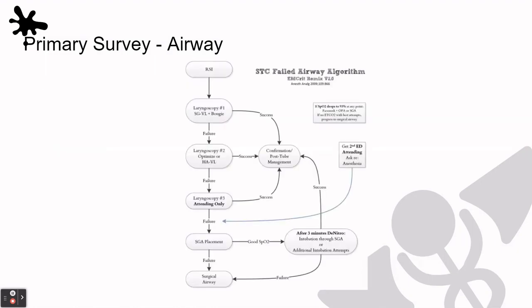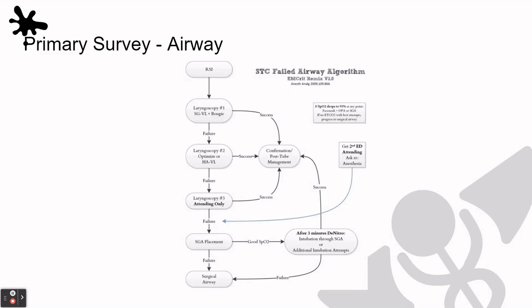So this is taken from MCRIT. This is not mine, but this is the failed airway algorithm. And I think we have a tendency to not follow this very well, which we should. You do your RSI, you get your first attempt, you make it, cool, confirm, you're done. If you miss, you get a second attempt, and everyone always says, make sure you're making some kind of adjustment, because doing the same thing in the same way twice just leads to failure.